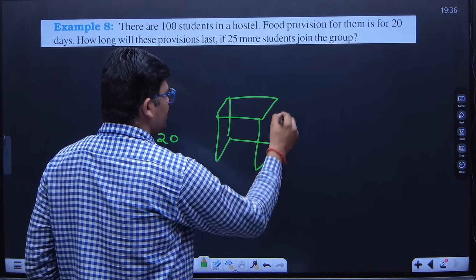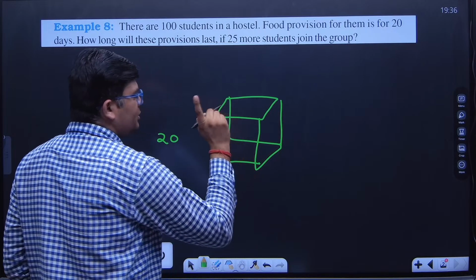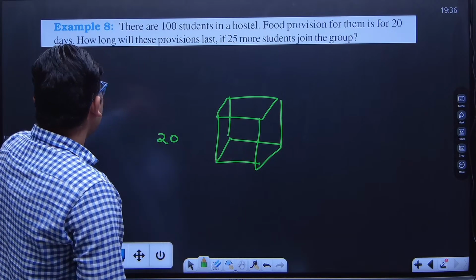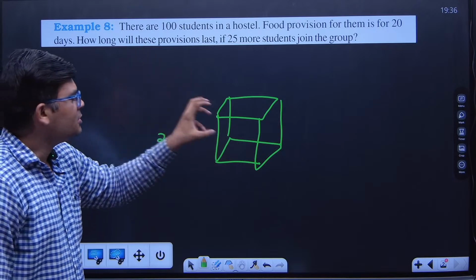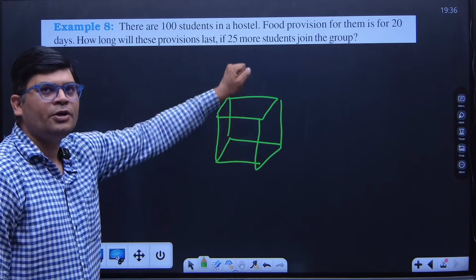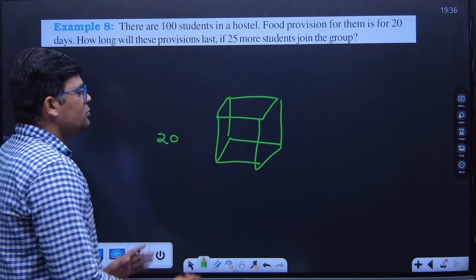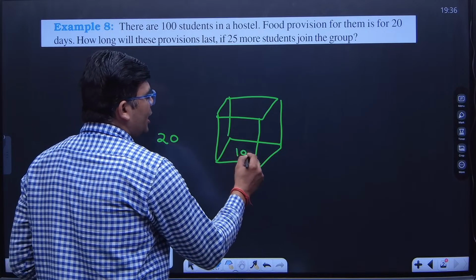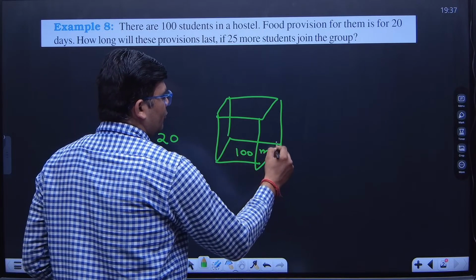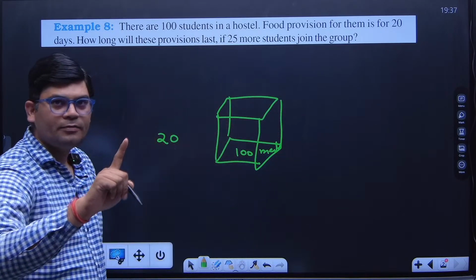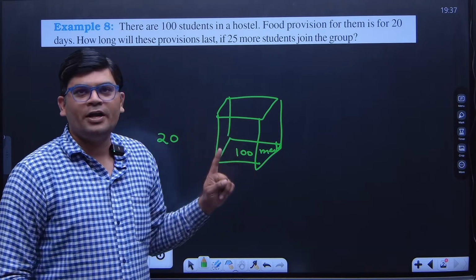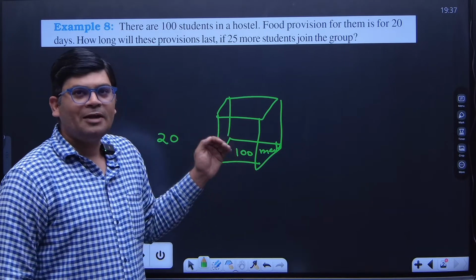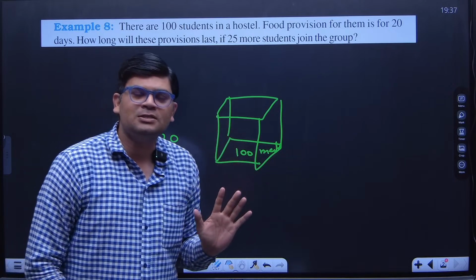The ration has been kept for a single day, and this meal is being distributed to 100 students. So suppose that it has got 100 meals for a single day. Are you getting it? This box contains the meal for one day for 100 students. That means it must be having 100 meals. Are you getting it?